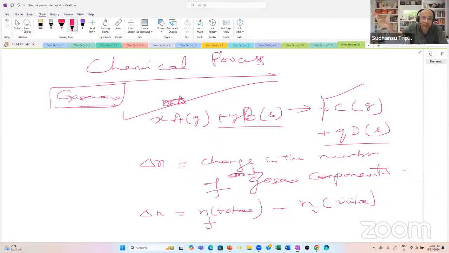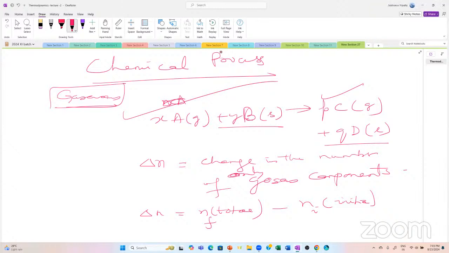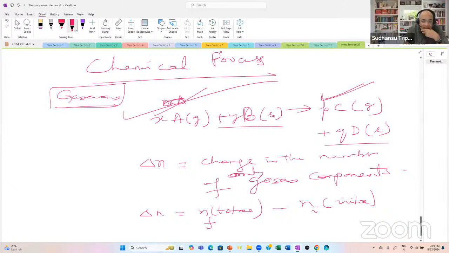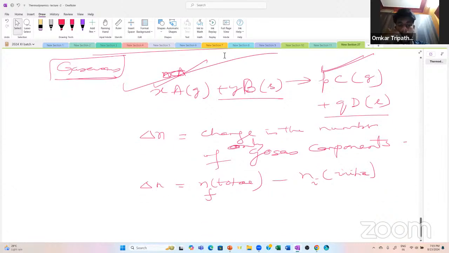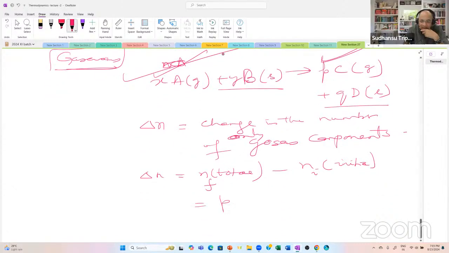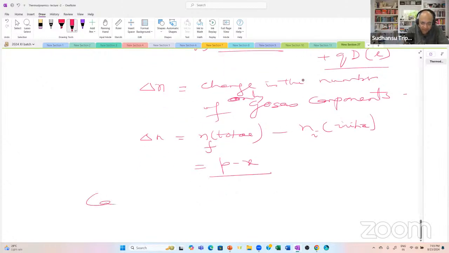So in the final state, that is in the product state, what is the coefficient? P. And in the reactant state, it is X. So P minus X will be taken as delta n here. So we'll be telling, for example, calcium carbonate is decomposing as calcium oxide solid and carbon dioxide gas. So what is del n here?